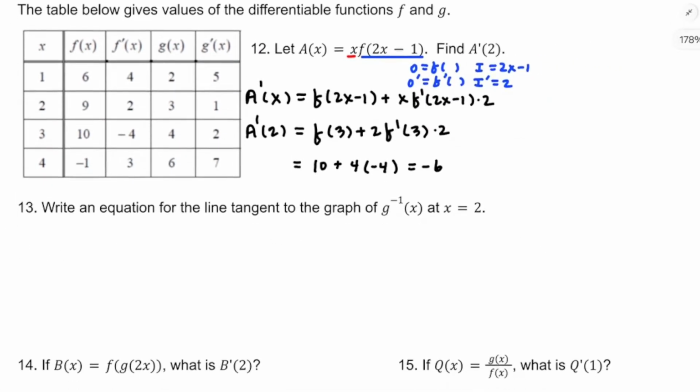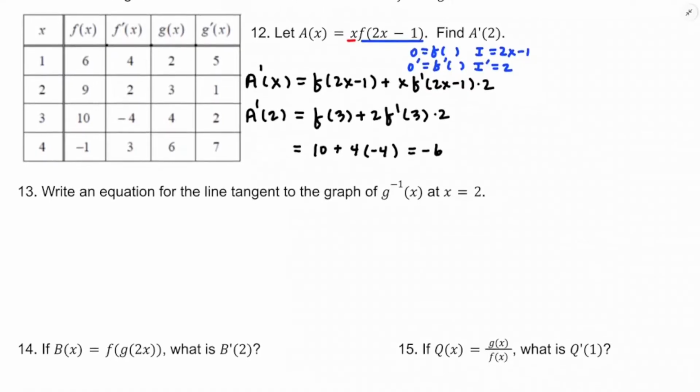Right, writing an equation for the line tangent to the graph of g inverse of x at x equals 2. I had to make sure I did at least one of these in the problem set, but I was not going to put it at the front because I don't love this problem because I don't love graphing an inverse function and the original function on the same set of axes. It just doesn't really make a whole lot of sense to me. But, you know, I have seen this question before, so I should prep y'all for it.